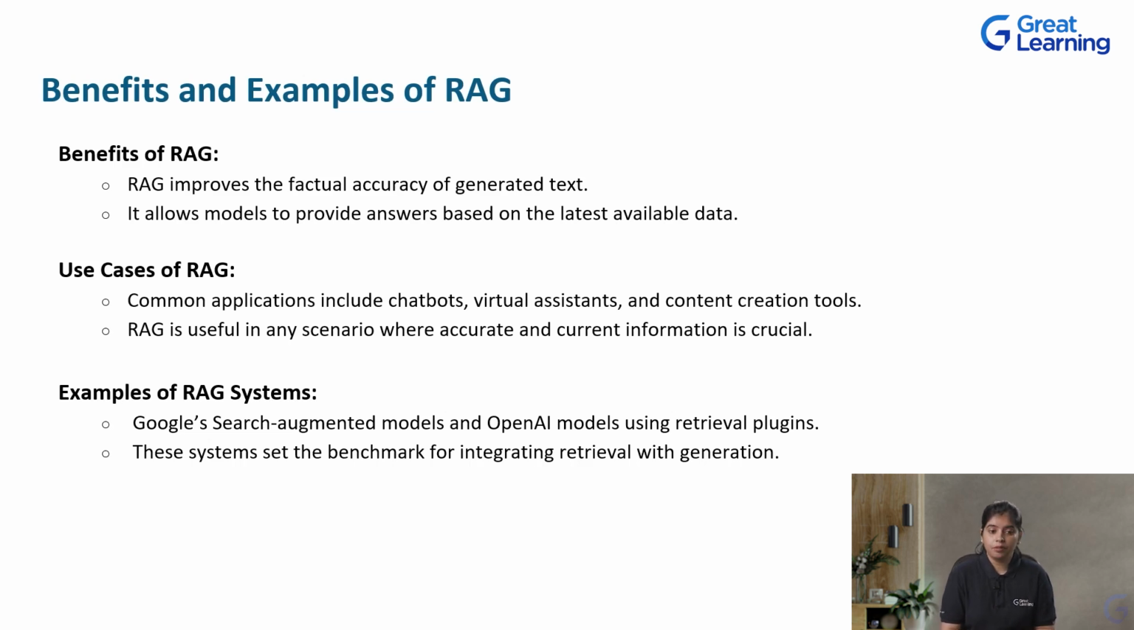What I said before, that these systems set the benchmark, is because the output accuracy we are getting is far better because of RAG. So these systems actually set the benchmark for integrating retrieval with generation. These Google search augmented models and OpenAI nowadays are using RAG just to get the proper outcome in a very accurate manner. So we're going to understand more about RAG. Let's dive into RAG more.